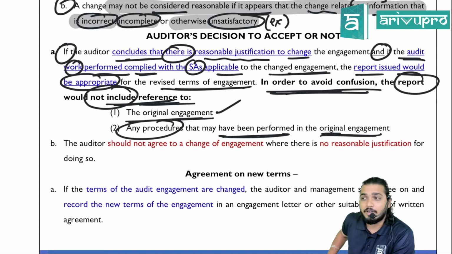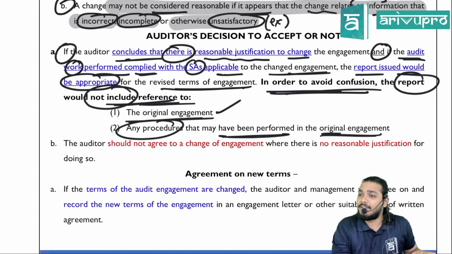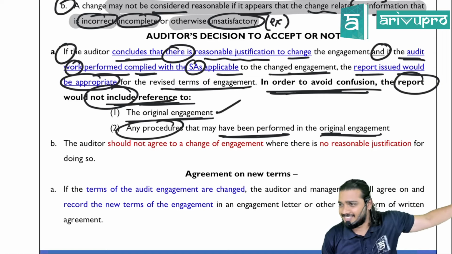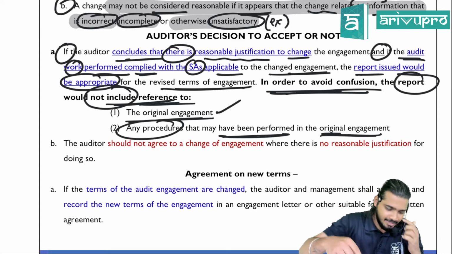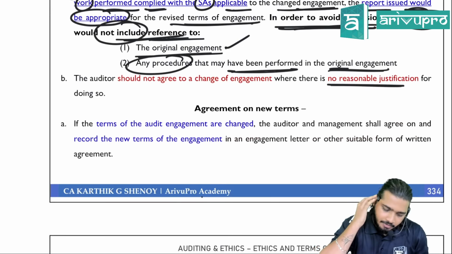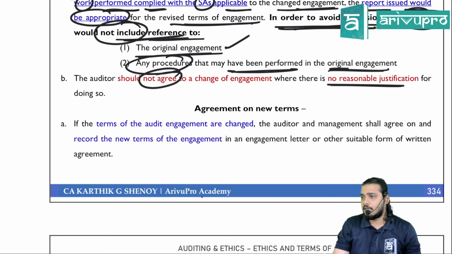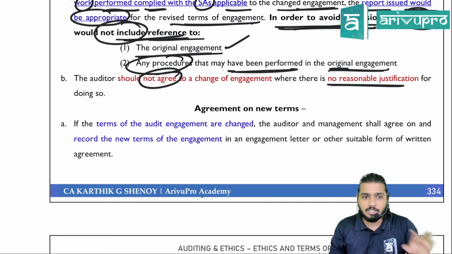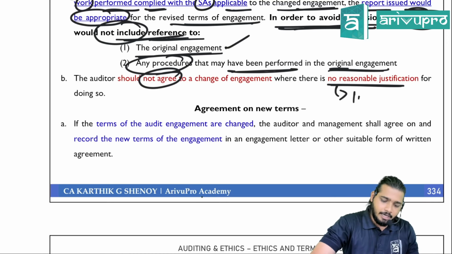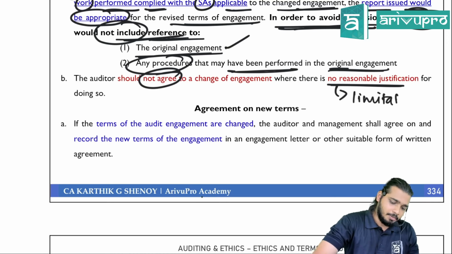I am talking about audit. Don't tell what your old audit was, what you have done in the old audit. Past is past. Understood? Clear? Okay, sir. If there is no reasonable justification, straight away do not agree. And what is not a reasonable justification? Change due to scope, limitation on scope.